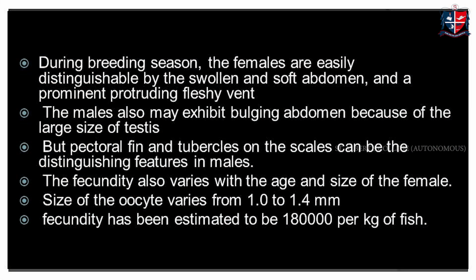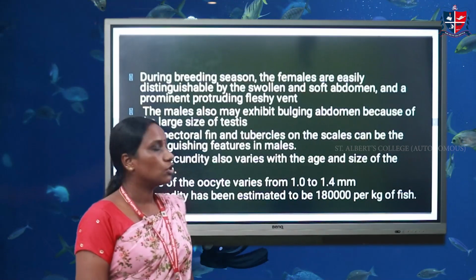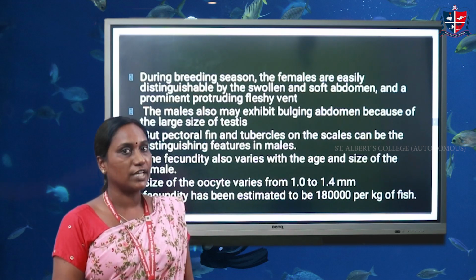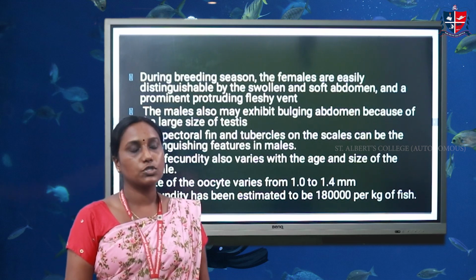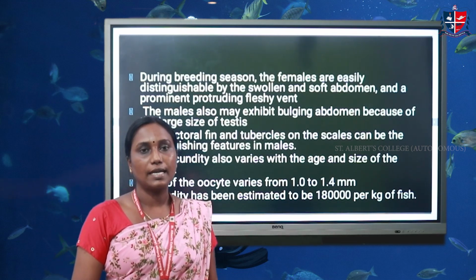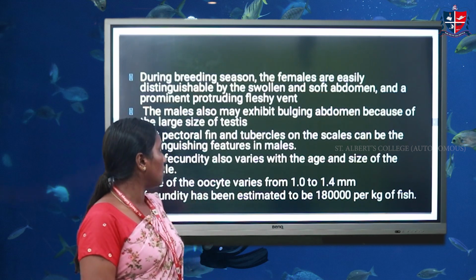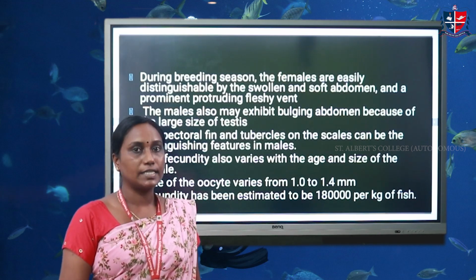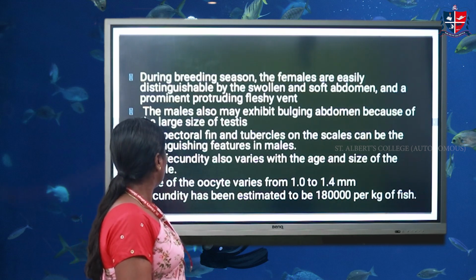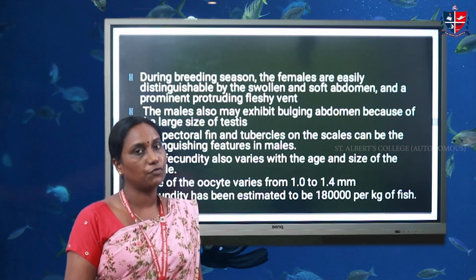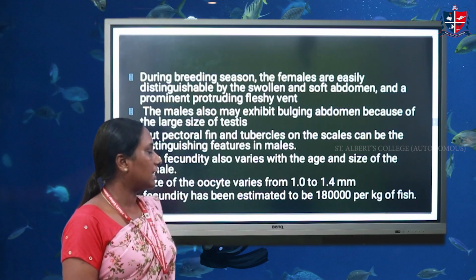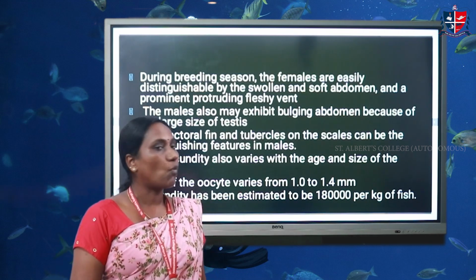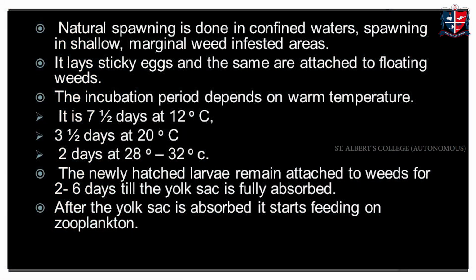During the breeding season, the females are easily distinguishable by the swollen and soft abdomen and a prominent protruding vent. The males also exhibit an enlarged abdomen due to the large testes. But pectoral fin and tubercles on the scales are the major distinguishing features of male fishes when they attain maturity. The fecundity also varies with the age and size of the female fishes. The size of oocyte varies from 1 to 1.4 millimeter. Fecundity has been estimated to be 1,80,000 per kilogram of fish.